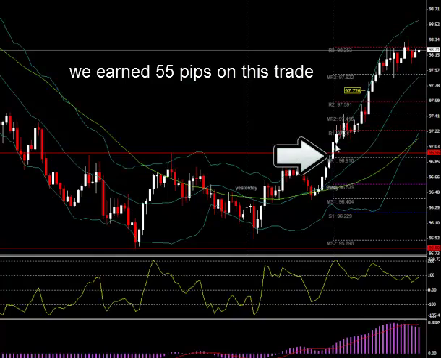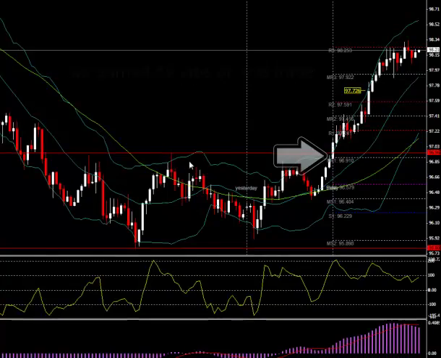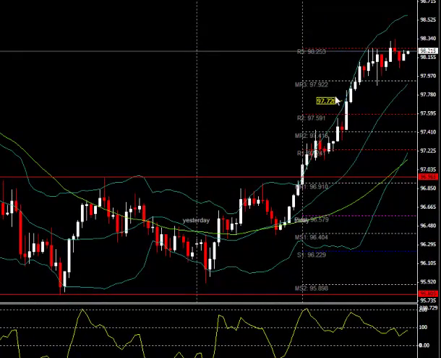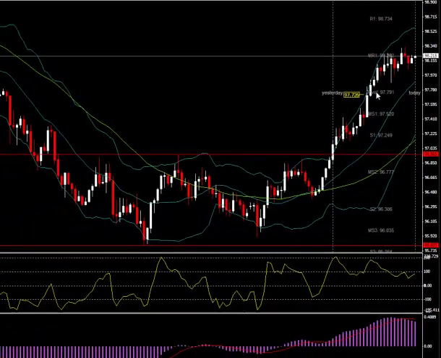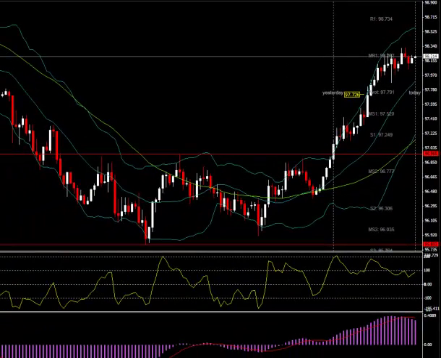This was a closed completed candle above resistance. This was a trade to go long this pair, the dollar yen. And we closed our trade at the final target here of 97.72. That earned us approximately 55 pips on this trade. So we are flat this pair, the dollar yen, and we have closed and taken our profits. Again, 55 pips was our profit on this particular trade. Now I'm going to show you 3 others.